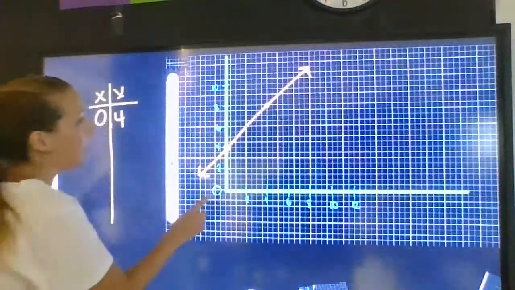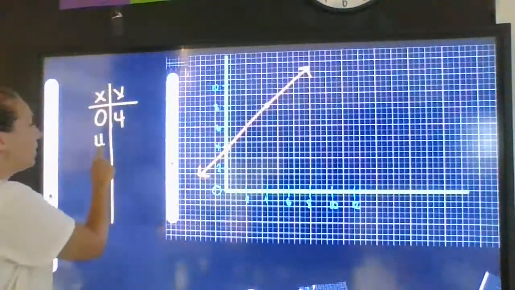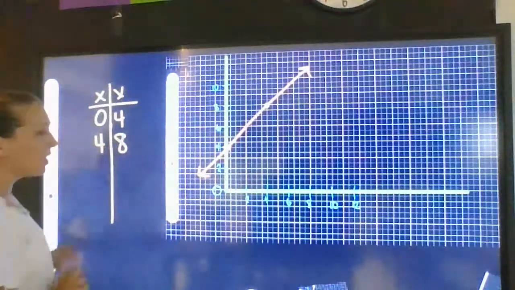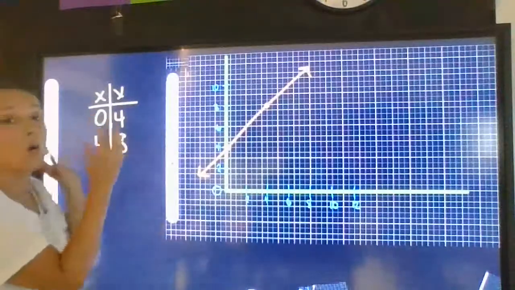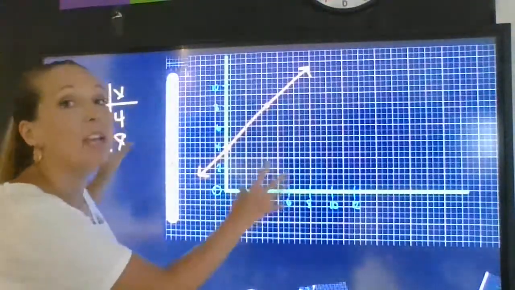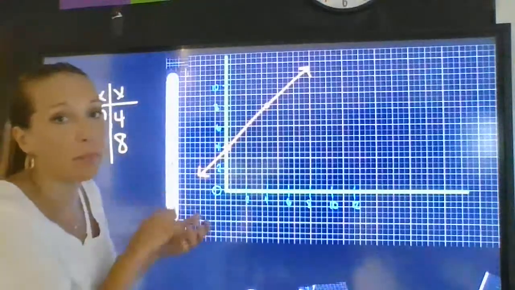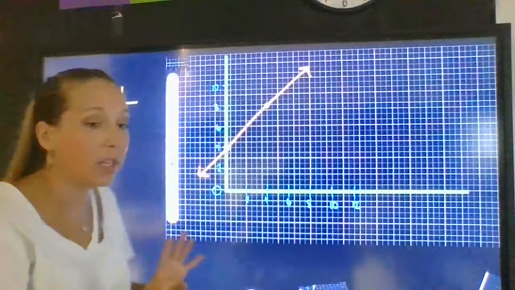Now we're going to look at another one where we're going to go right 4, up 8. So right 4, up 8. Now we've got to figure out what our rule is that will go along with this function table and this graph, because these two are the exact same thing, just different ways to interpret your information, okay? So we need to now figure out our equation that goes with this.